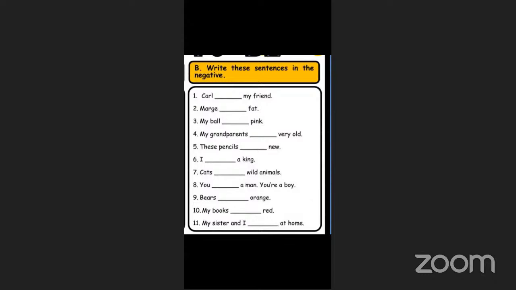Look at number 8. You blank a man. You are a boy. You are not a man. With you, you have to use the be verb are. You are not a man. You are a boy. Then number 9. Bears are not orange. We know bears are brown and black in colors, right? So bears are not orange.